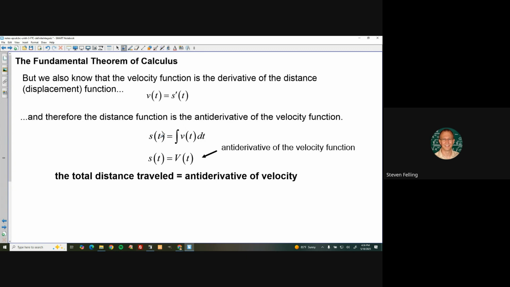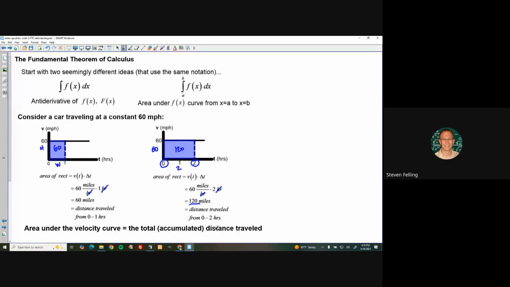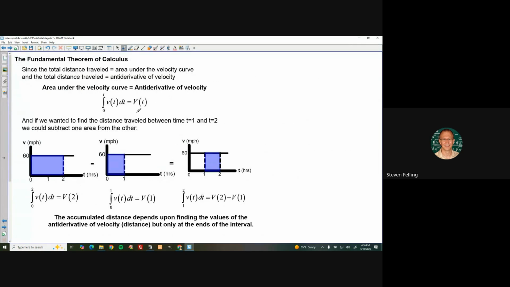Right? So we could write it this way, that the distance traveled is the antiderivative of the velocity. So the total distance traveled equals the antiderivative of the velocity. But the total distance traveled also equals the area under the velocity curve, right? So since the total distance traveled equals the area under the velocity curve, and the total distance traveled also equals the antiderivative of velocity, the transitive property says that if two things are equal to a third thing, they must be equal to each other. And therefore, the area under the velocity curve has to be equal to the antiderivative of the velocity.